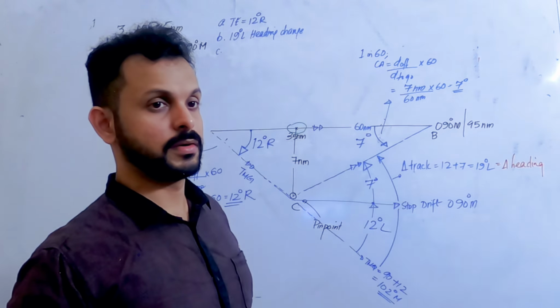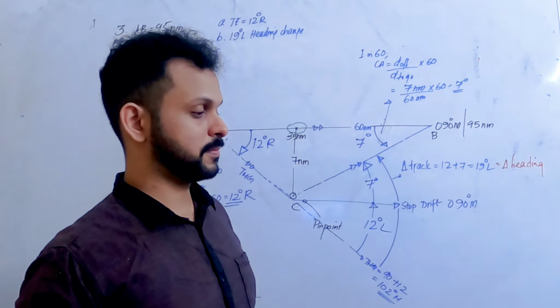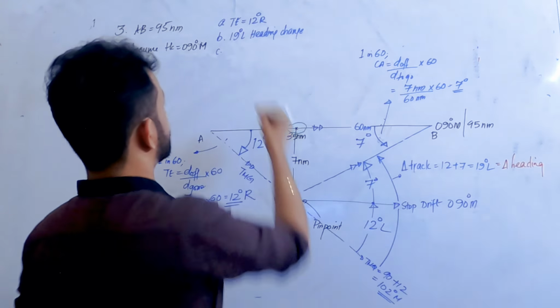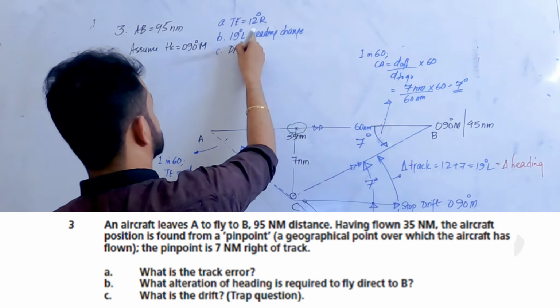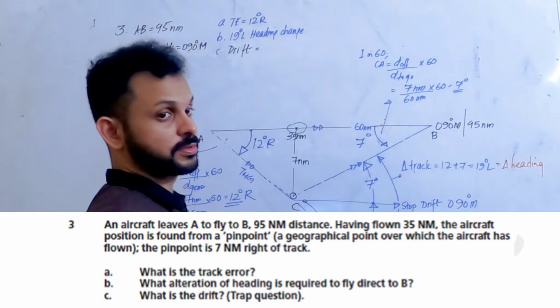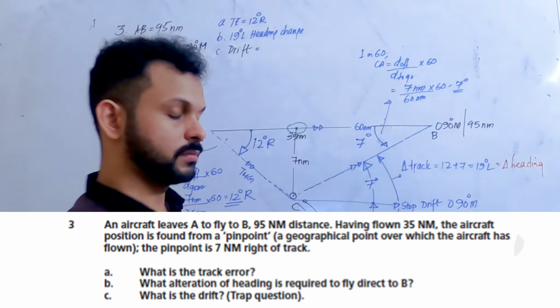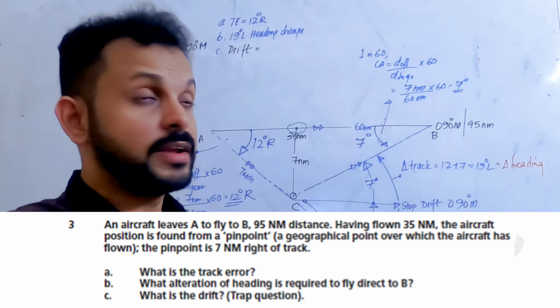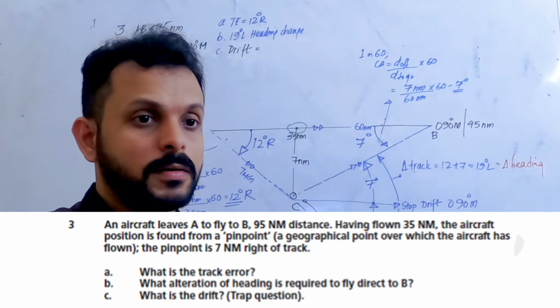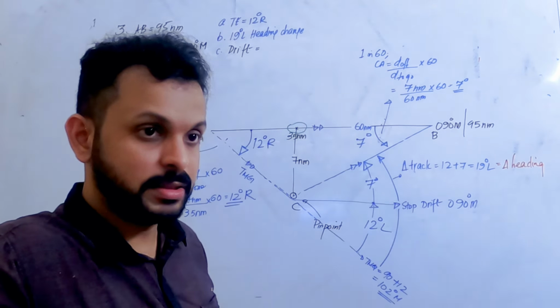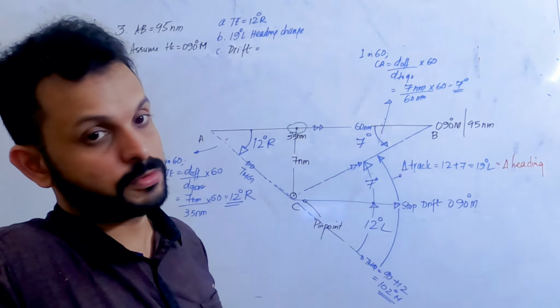Third question is, what is the drift? That's the easiest part of this question. Drift is the angle between heading and track. It is the angle between heading and the planned track, that's the planned drift. If it is between heading and the actual track, it's the actual drift.